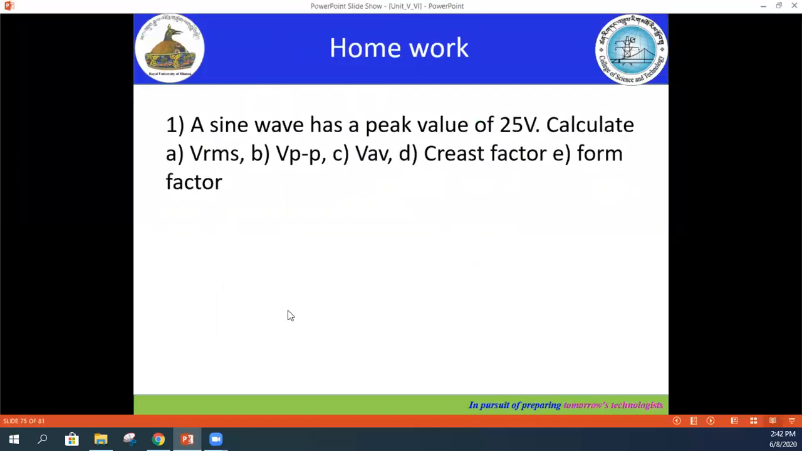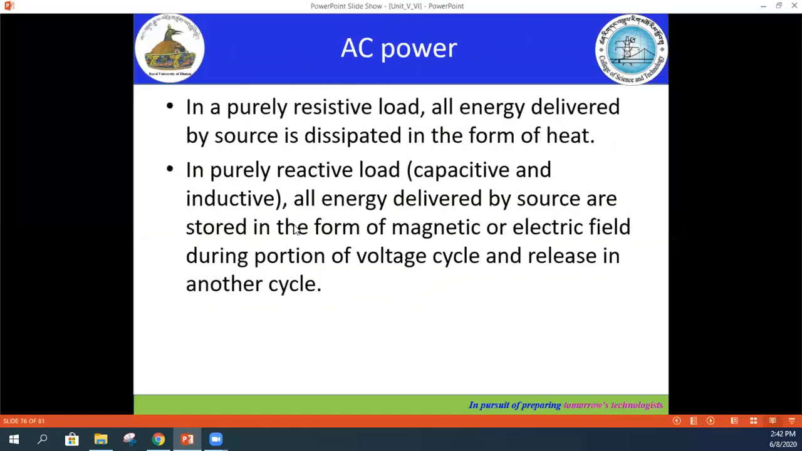And here we have a small exercise. A sine wave has a peak value of 25 volts. Calculate VRMS, V peak to peak, V average, and the crest factor or the peak factor or the form factor. So calculate this, and in the next class we're going to discuss AC power.